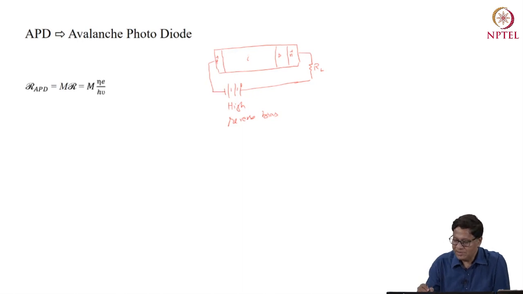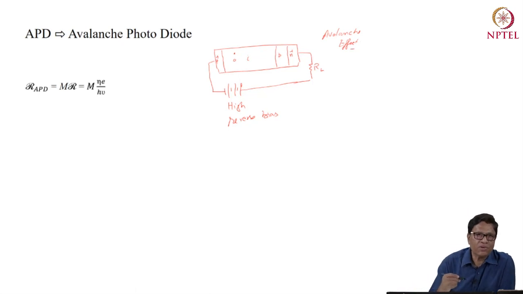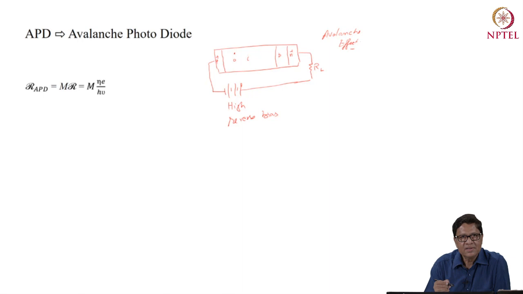So when electron hole pairs are generated here, then because of this high reverse bias, they have extra energy and enter into the avalanche effect and generate additional electron hole pairs, which results in some multiplication gain. That happens because of this high reverse bias. So there's an avalanche effect happening here, which results in more electron hole pairs being generated inside the I region.